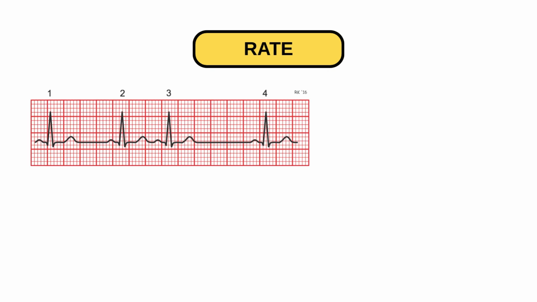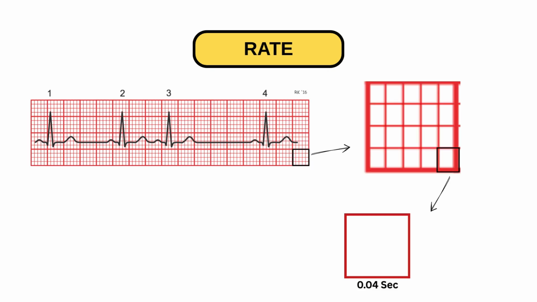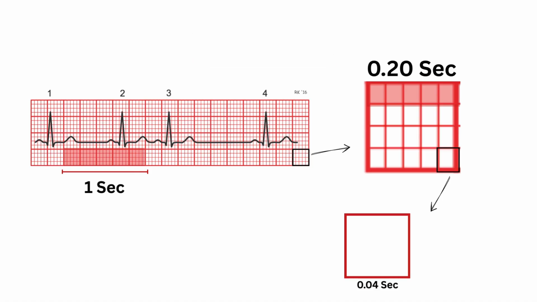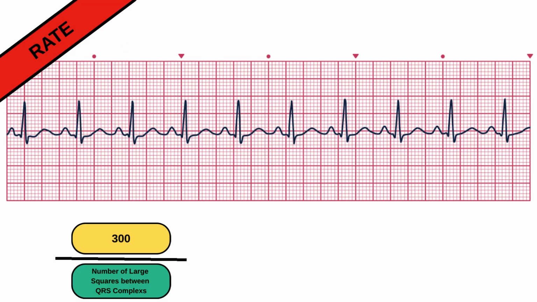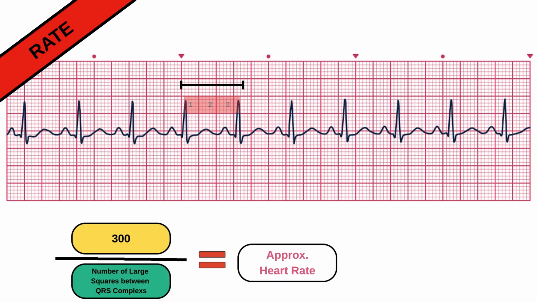Next, we assess the heart rate. On standard ECG paper, each small square represents 0.04 seconds, and each large square, made of 5 small ones, represents 0.20 seconds. 5 large squares, 1 second. 300 divided by the number of large squares between QRS complexes gives the approximate heart rate, useful for regular rhythms.